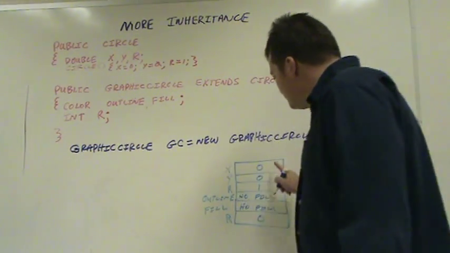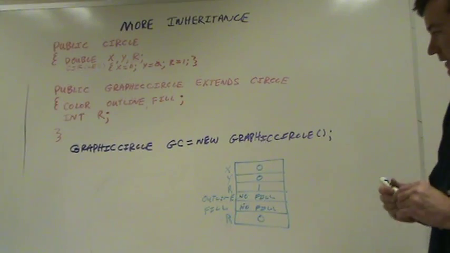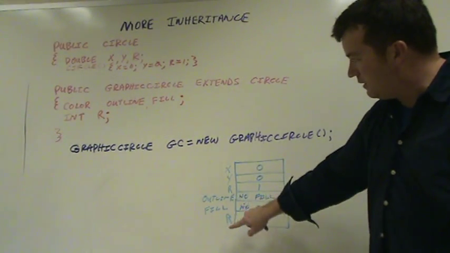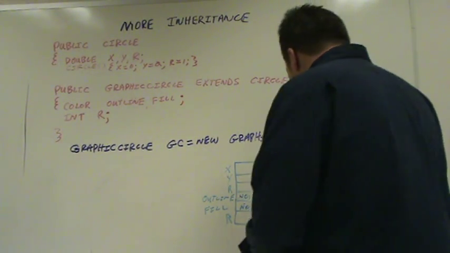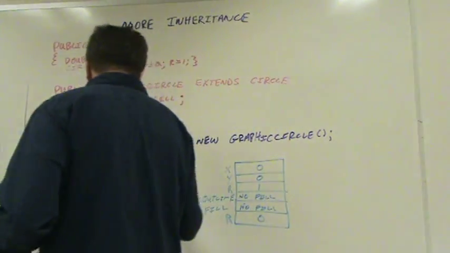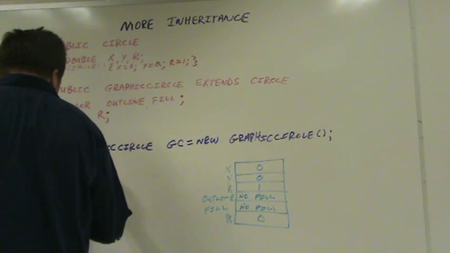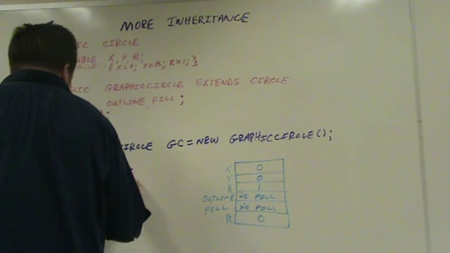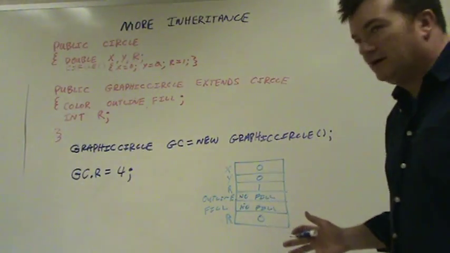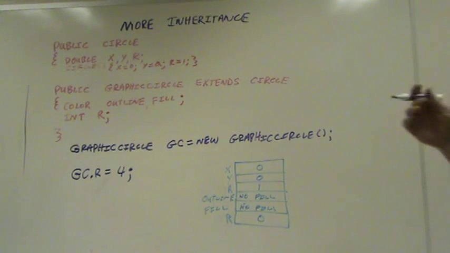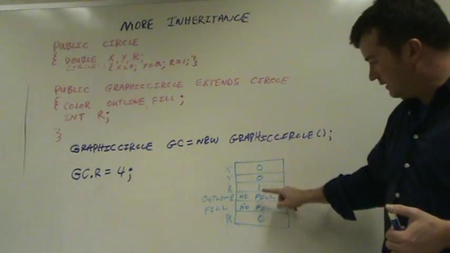So this would be what would get constructed. Now here's the problem, we have two fields named R. So if we then decided to use this object, gc.r equals 4, we decided to assign 4 to the R field. Which R field would get assigned 4?